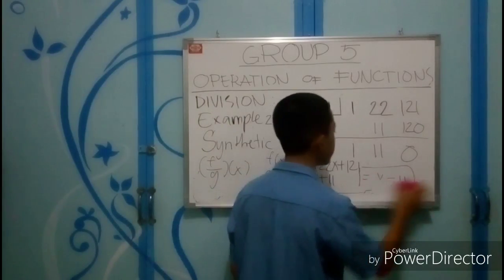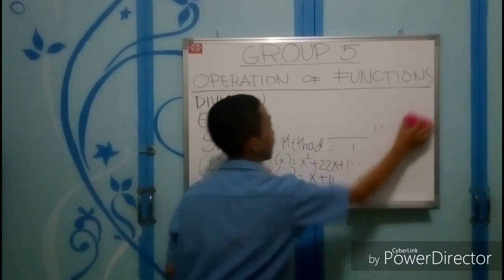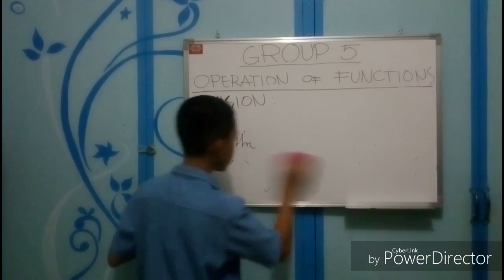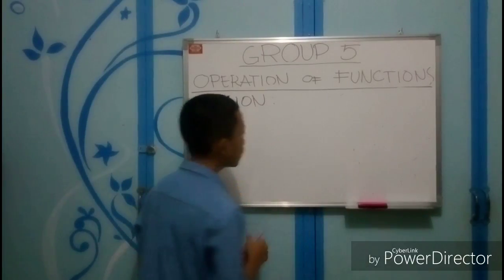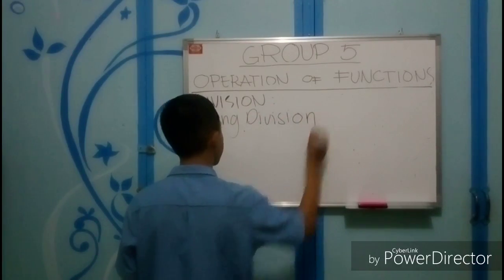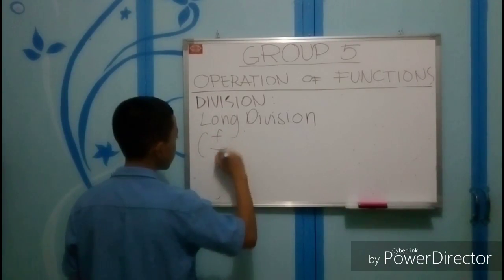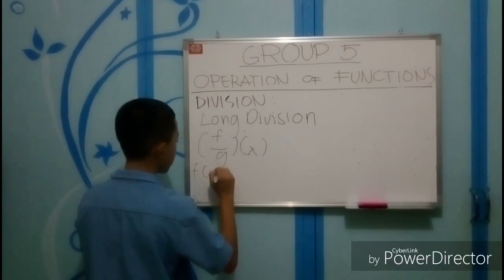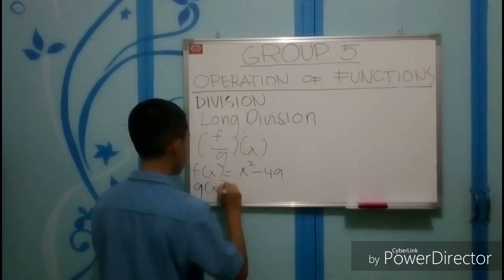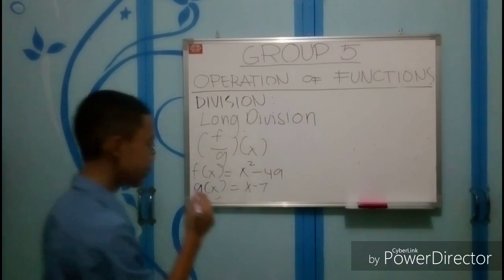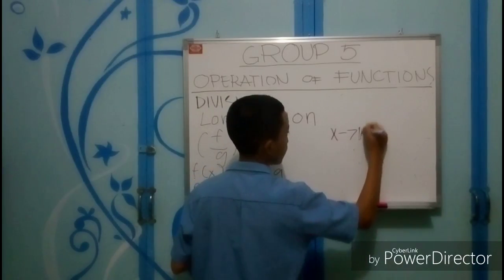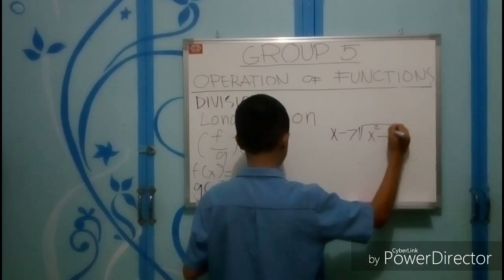And the third one, long division. Third one, long division. Formula, the quantity of f over g times x. The value of f of x is x squared minus 49. The value of g of x is x minus 7. X minus 7 divide x squared minus 49.